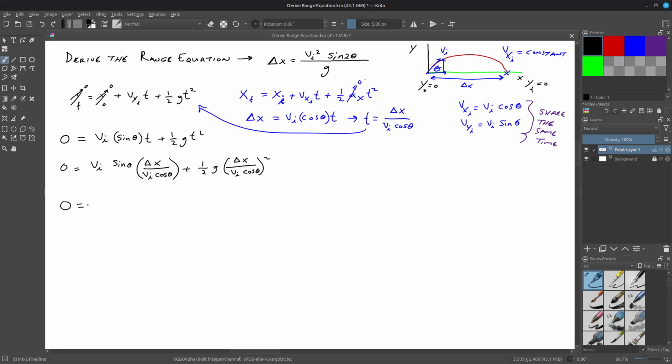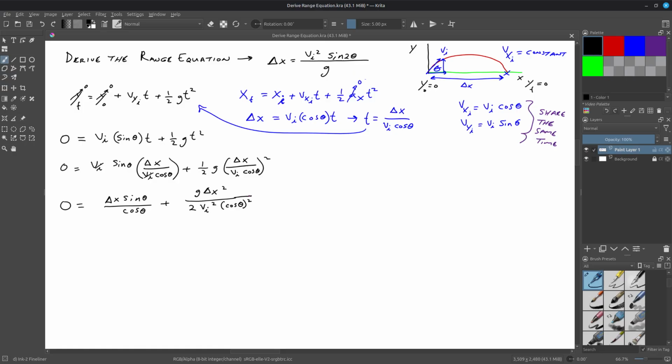0 now equals, okay, the V initials cancel. So we're going to have delta x sine theta over cosine theta. I get tempted to put tangent. Don't. You'll see why in a moment. Plus, let's put this together. So g times delta x squared over 2 times v initial squared cosine theta squared. I'm going to keep that in parentheses.